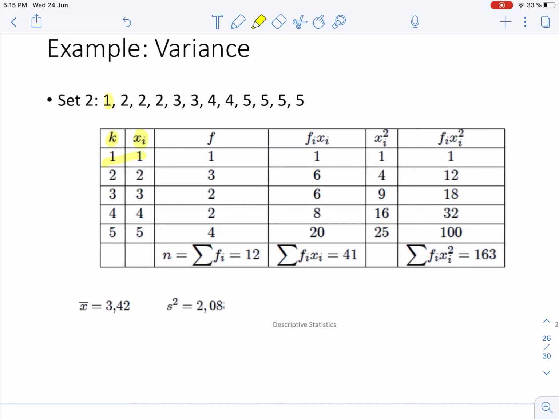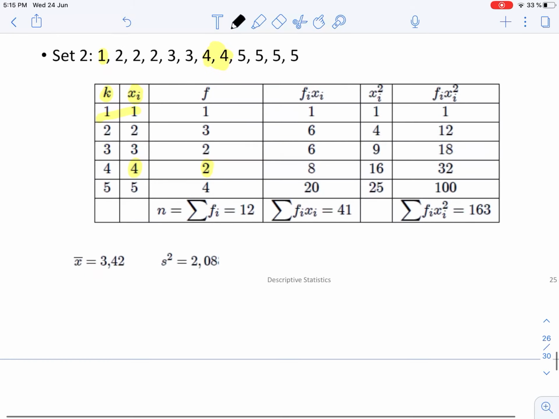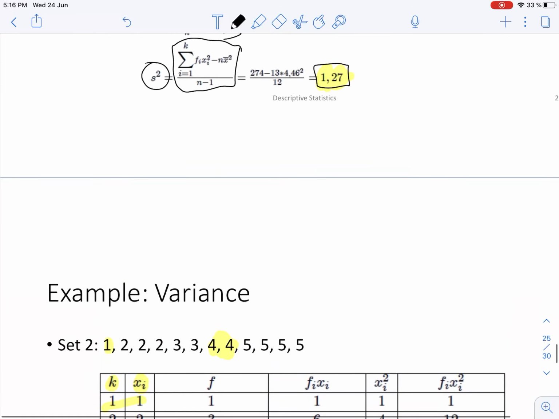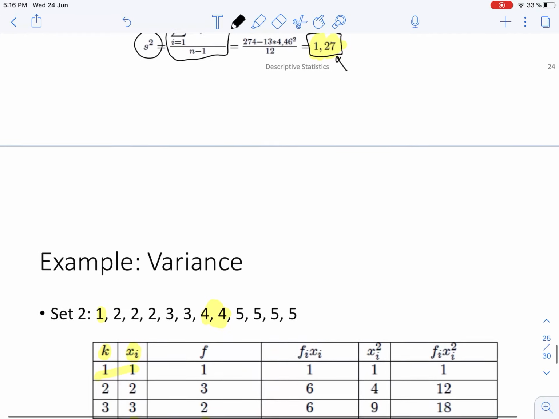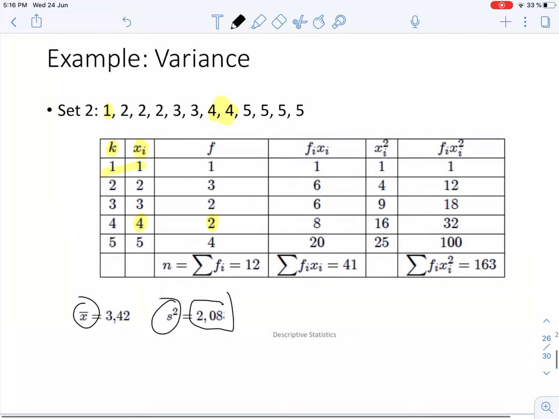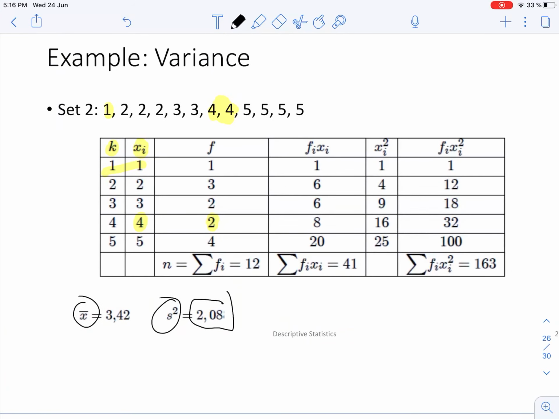We get the frequencies. So there are, for example, the outcome equal to 4. There are 2 4s, right? These 2 4s. So once we have all the information, then it's easy to compute x bar and the variance. So in this case, the variance is 2.8. So if we go back and we compare with set 1, please notice that variance was 1.27, and here again it's 2.08. So the variance in the second set is higher.